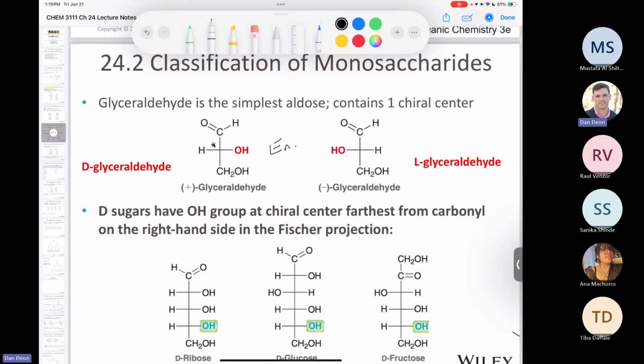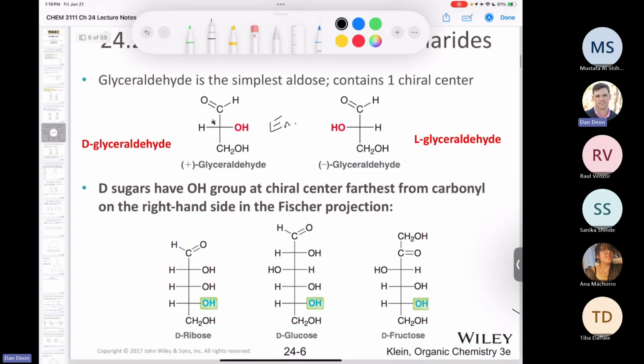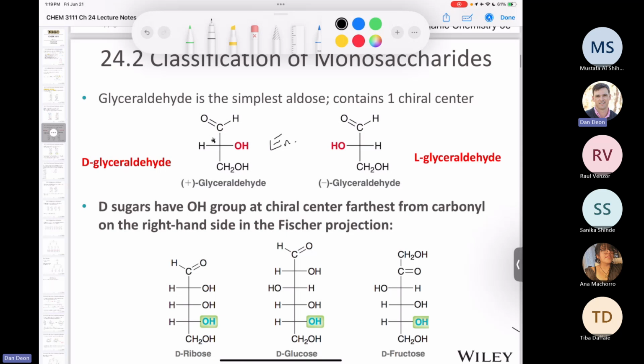One of them we call plus glyceraldehyde because it rotates plane polarized light in a positive direction. The other one is negative glyceraldehyde. Why? Because it rotates plane polarized light in a counterclockwise fashion. Or we can call the one on the right D-glyceraldehyde and the one on the left L-glyceraldehyde. D being for dextrorotatory and L being for levorotatory.